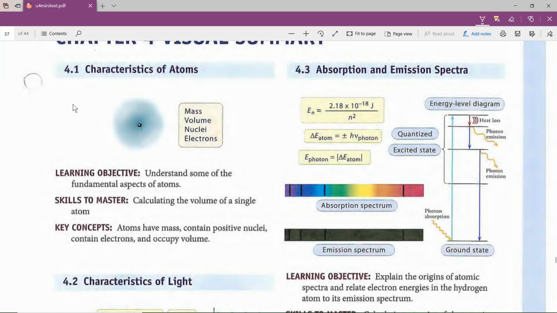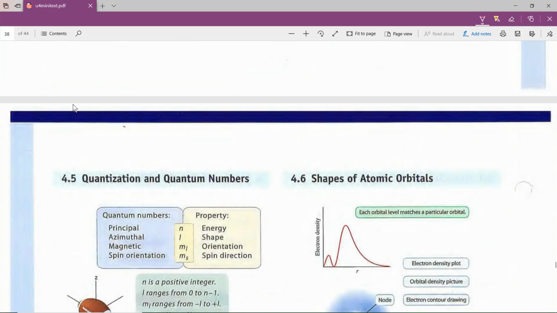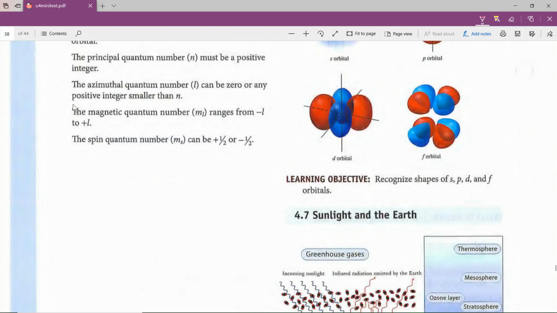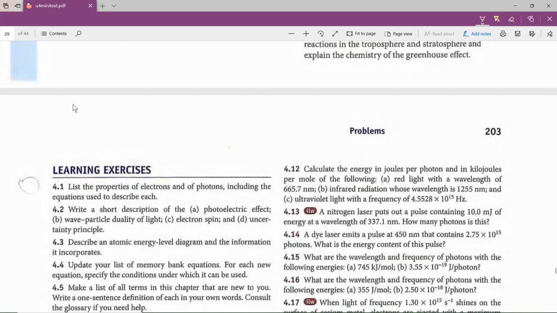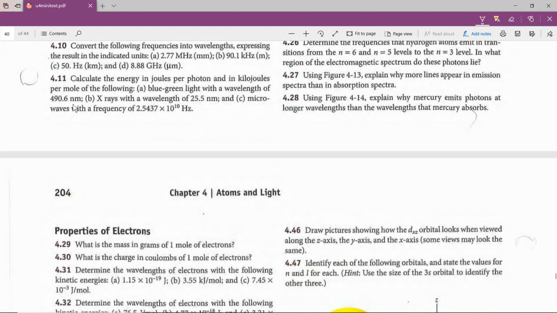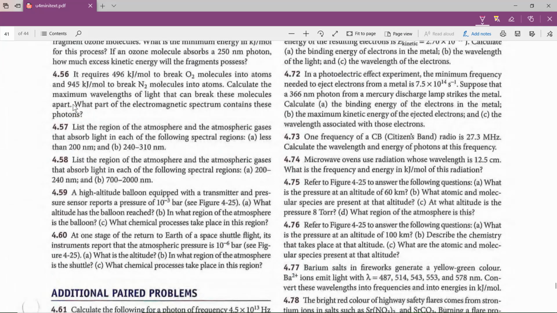Characteristics of atoms, characteristics of light, absorption and emission spectra, properties of electrons, the uncertainty principle, and then the shapes of the orbitals. Again, I'm not so much into the radial part as the angular part. And just for fun here, let me try something. Okay, then there's some end of chapter problems, where I'm going to show a little video here. And let's see if this works. I'm going to try something a little different here. I'm just zooming through questions that you can try. Okay, you can do that.